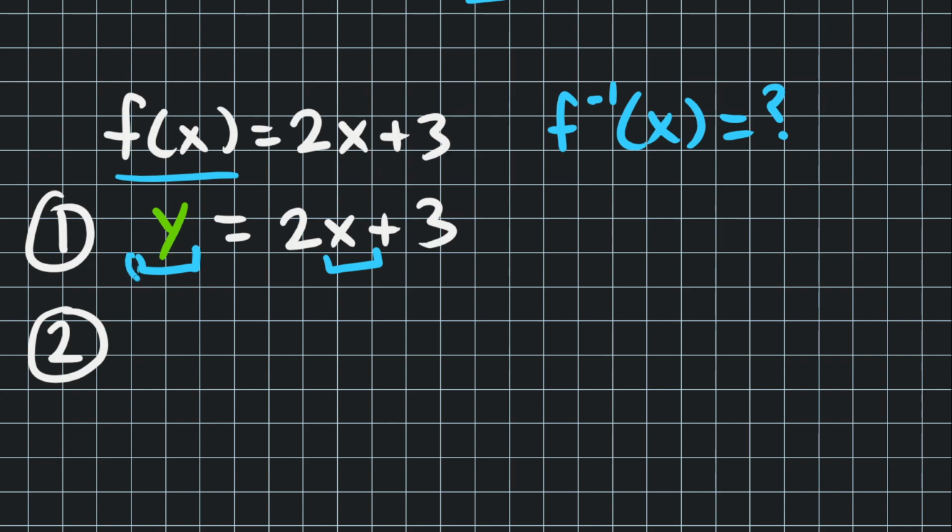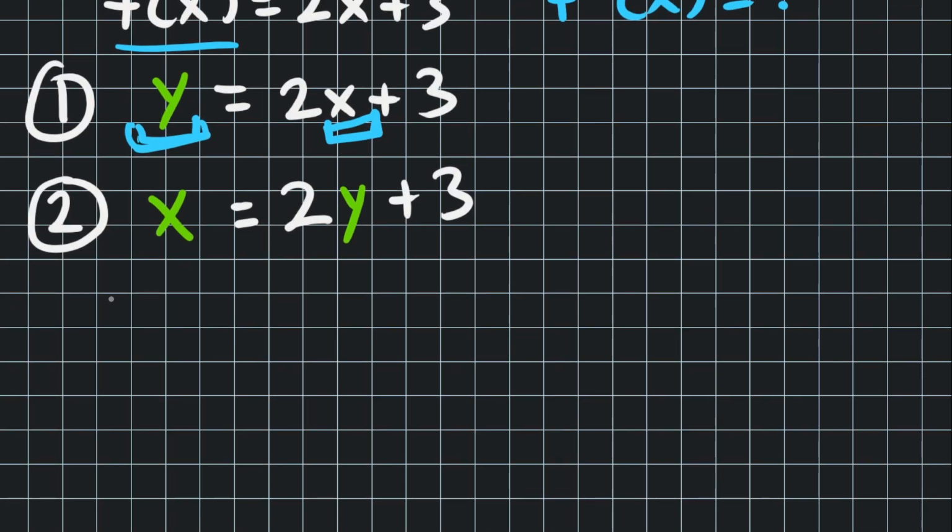So this y right here will become an x. So x equals 2x, so instead this x will become a y, 2y plus 3. So that's the second step.